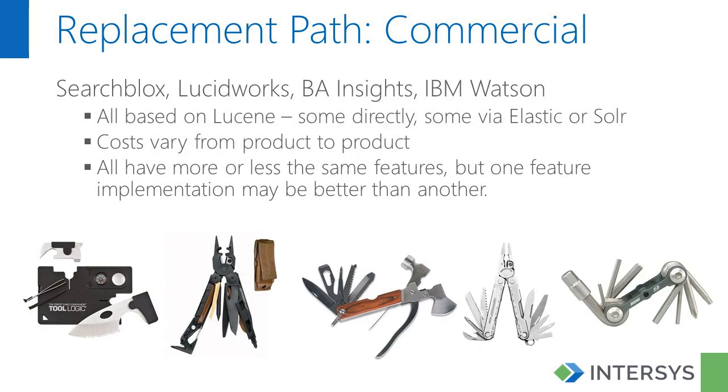On the commercial track, there's several that we've seen multiple instances of. The big ones seem to be SearchBlocks, LucidWorks, BA Insights, and IBM's Watson. I don't have first-hand experience with all of those. I have played with BA Insights and SearchBlocks, but all of these are based on the same basic search technology. They're all based on Apache Lucene, and that's really what any good search engine for plain text search is going to be based on. Lucene's been evolving for like 20 years now, so it's pretty tough to play catch up in that space.